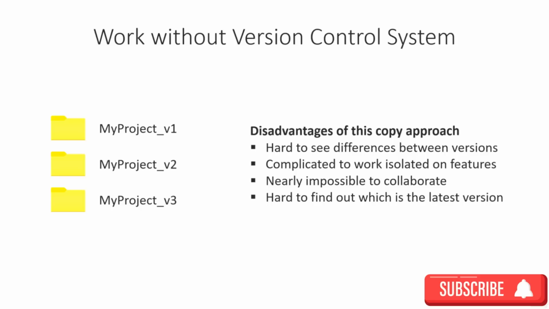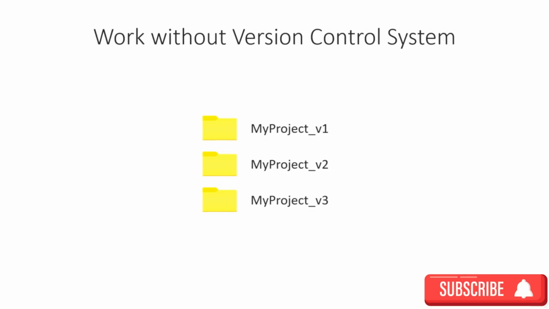Also, sometimes it is hard to find out which is actually the latest version. I mean, here in this example, we have at least nicely named folders. But in the past, I have also seen people creating folder names like this. Here, it is super hard to know which is the latest version of your source code. Is it the folder new or is it the folder newer? You don't know and you have to find out. By using a version control system, these issues cannot happen.